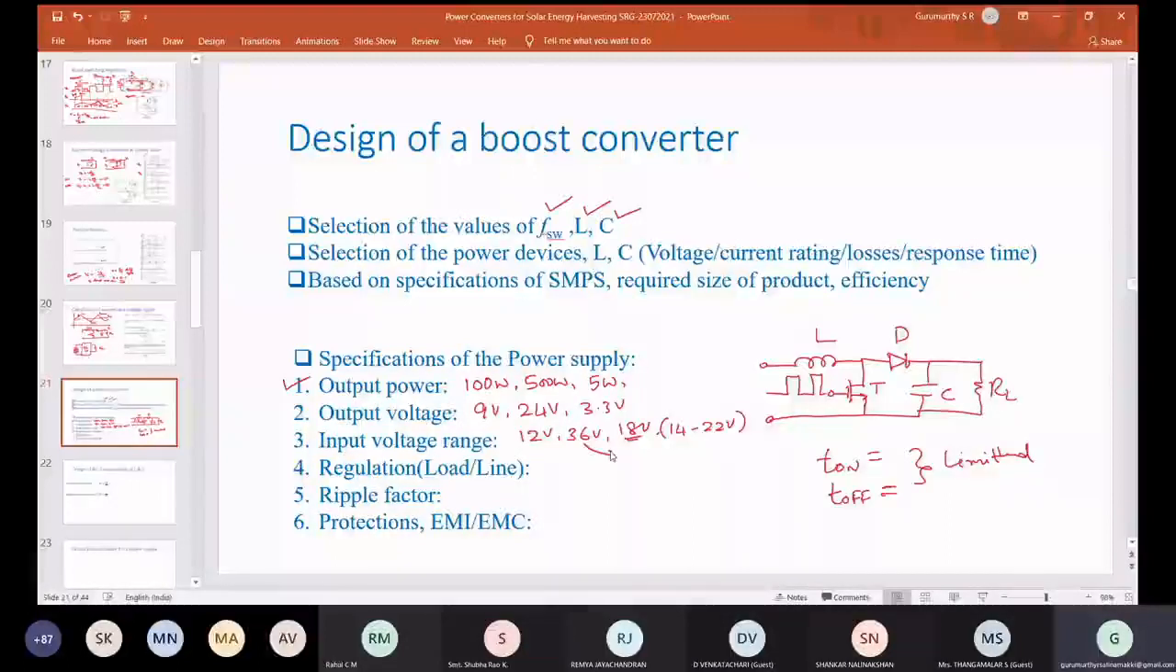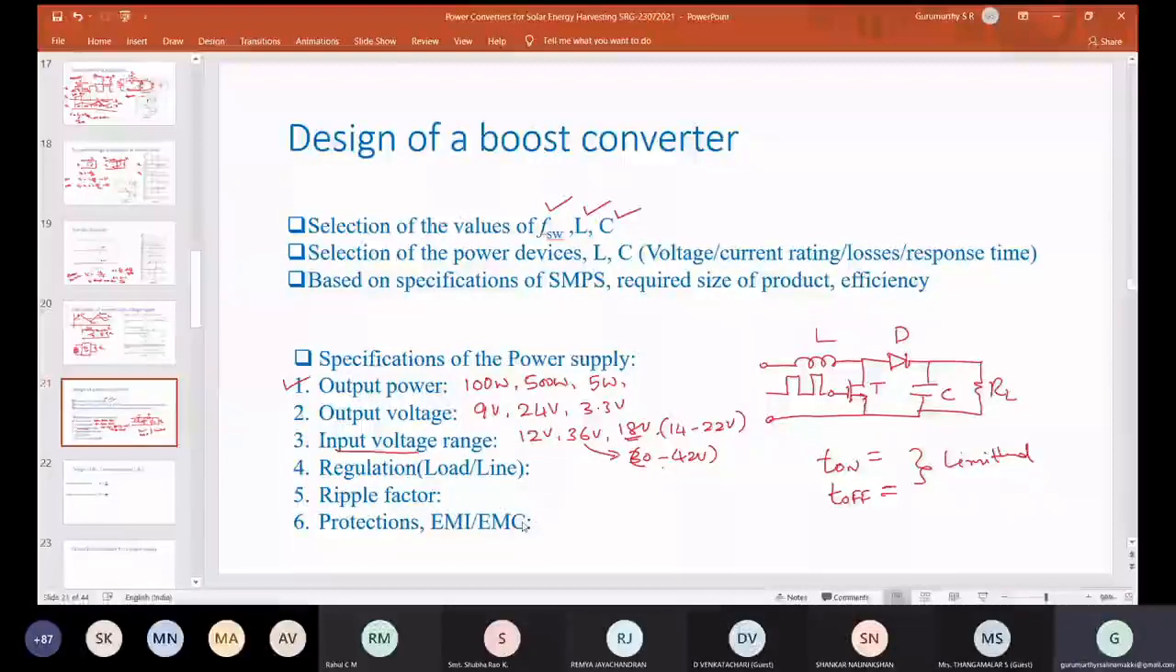That's why it is called the input voltage range. Then the regulation: when the load or the input voltage varies, how much output voltage variation is there? These are other things. Then ripple factor and the protections like EMI, EMC and things like that. So this is the specification, and how compact it is.